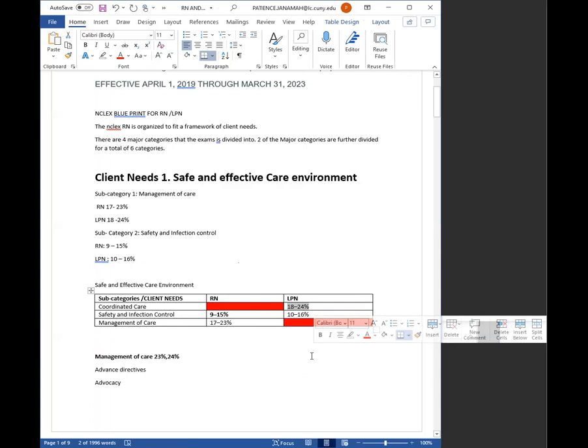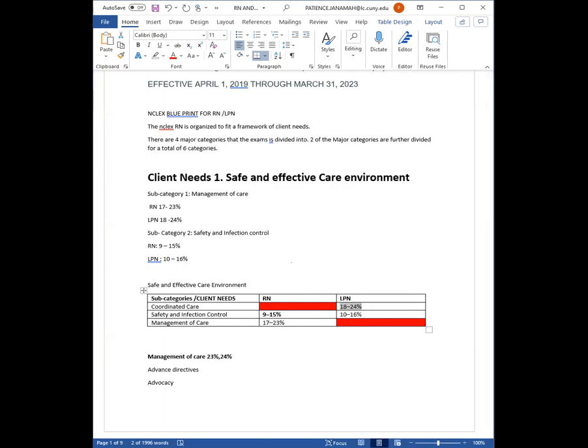Like I said, when the COVID happened, it looked like the percentages were kind of reduced or maintained for the RNs. I don't know what they did, but RN has 17 to 23, LPN coordination of care, you need to be able to coordinate patient care, 18 to 24% of questions. So these percentages represent the number of questions you will get in that section. So under this section, you need up to 24% of questions. That means the majority of the questions you get will be under coordination of care. Now we'll come and see things that fall under this category.